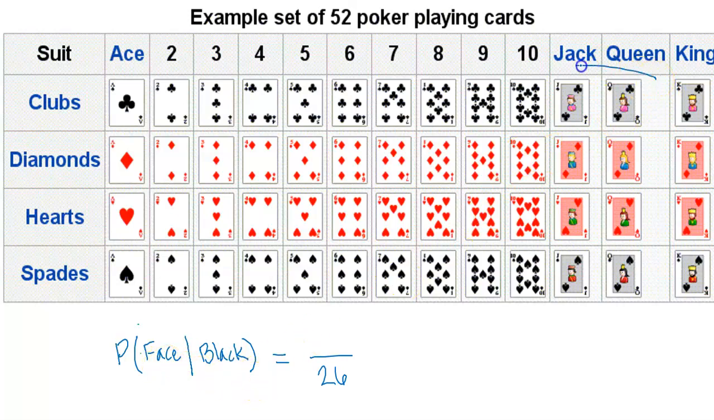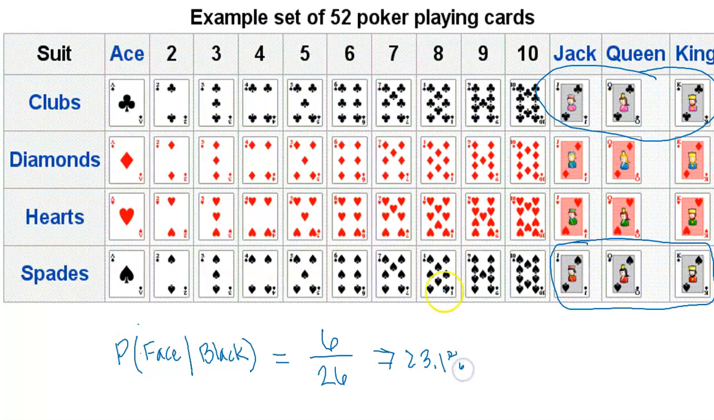So if I look at the black face cards, there are 6 black face cards. So the probability that if I know it's black, it's going to be a face card would be 6 out of 26. Okay, so if I just change that really quickly to a percentage, it would be 23.1%.